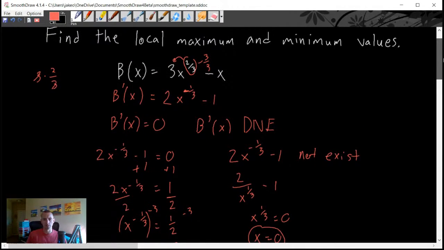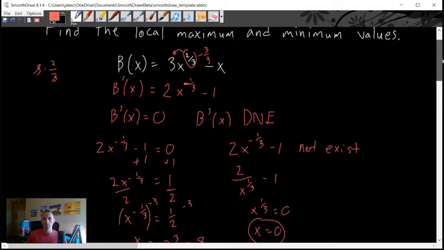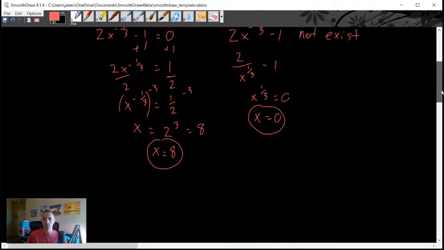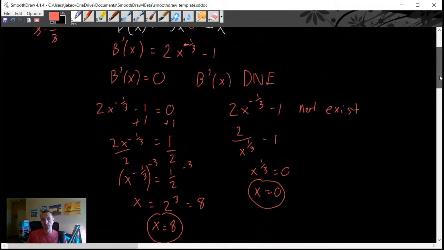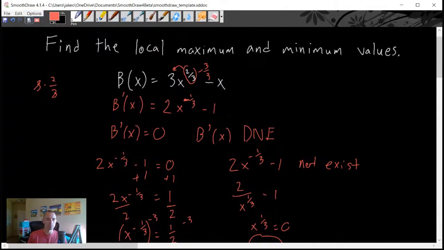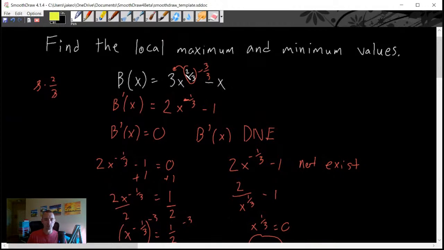Okay, so basically these are the two spots that we want to consider as our critical numbers. One thing that you want to keep in mind, though, is going back to our original function. Let's take just a moment and think about what is the domain of this function. The domain of 3x to the 2/3 minus x.